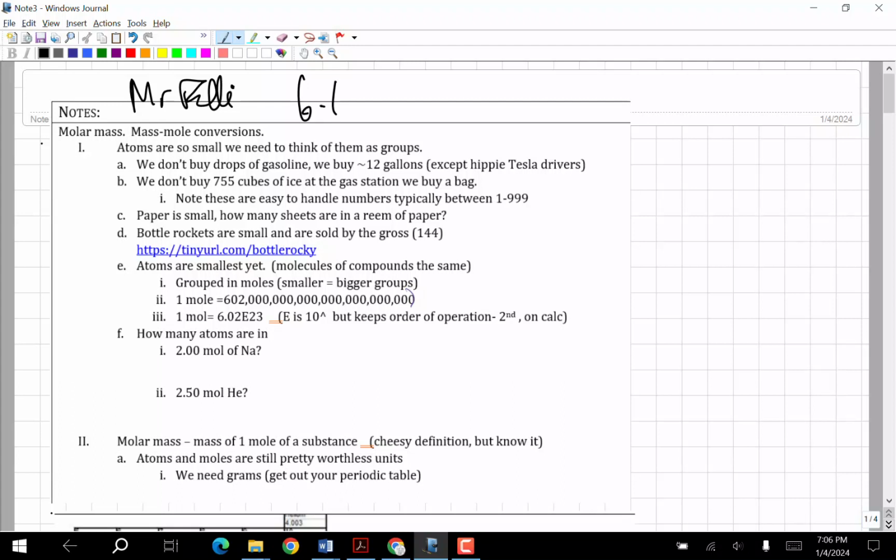So let's hop right into it. You need a calculator and your periodic table for this happy-go-lucky little outing. So molar mass and mass to mole conversions is what we're going to look at, okay?